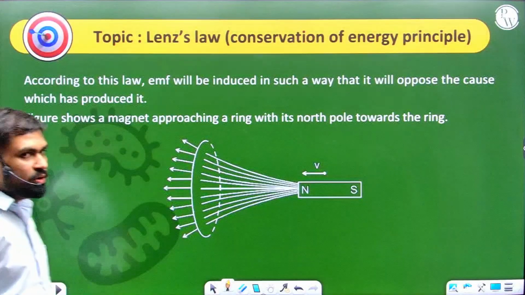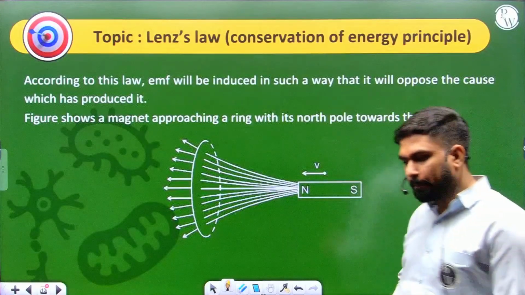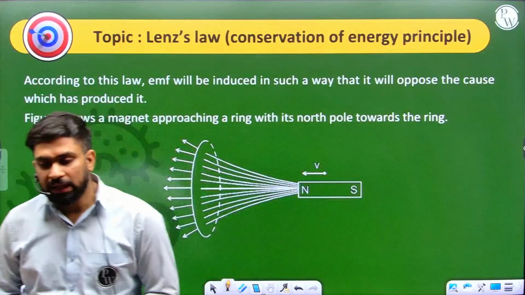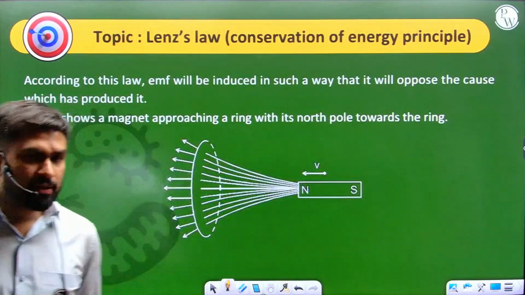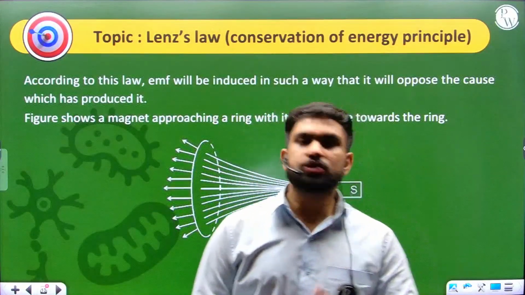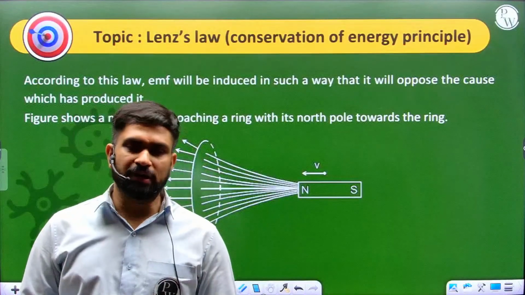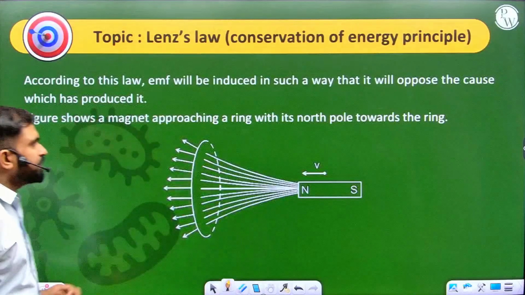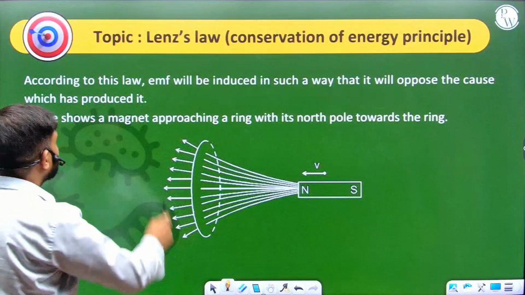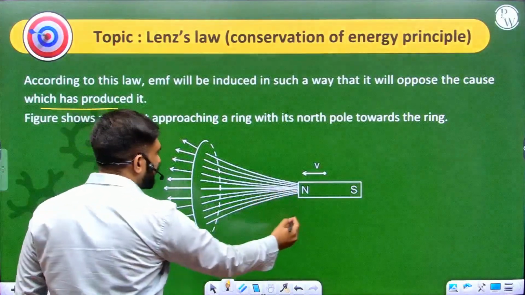Next thing, Lenz's law. We discussed in the starting that in EMI, you know how to judge the direction of induced EMF or the induced electric current. I said in a statement that the induced EMF always tries to oppose the cause which produced it. Who produces the induced EMF? The changing magnetic flux, the changing magnetic field. So according to this law, EMF will be induced in such a way that it opposes the cause which has produced it. The figure shows a magnet which is approaching this loop.